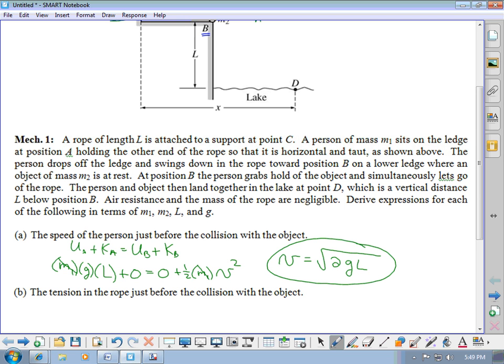Being able to use conservation of energy to find the speed of an object is an extremely common idea on the AP test. It's extremely important that you understand how to use conservation of energy for a lot of different situations.